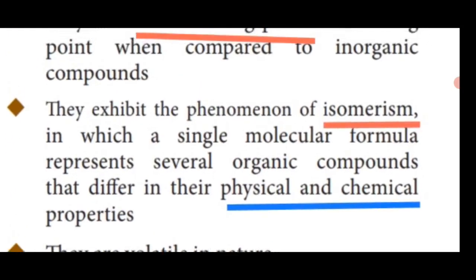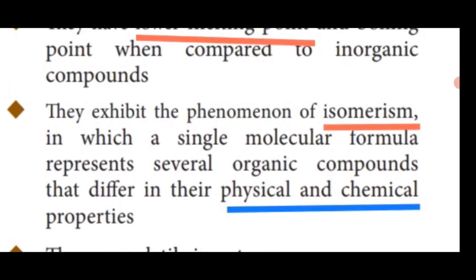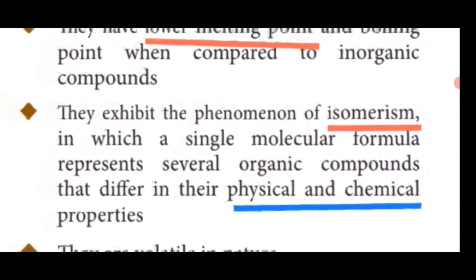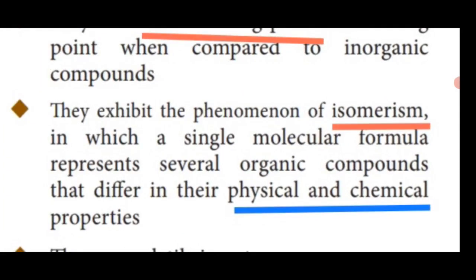The important phenomenon is isomerism. They exhibit the phenomenon of isomerism, in which a single molecular formula represents several organic compounds that differ in their physical and chemical properties. Same molecular formula, different physical and chemical properties. This phenomenon is known as isomerism. What is isomerism? A single molecular formula represents several organic compounds that differ in their physical and chemical properties.